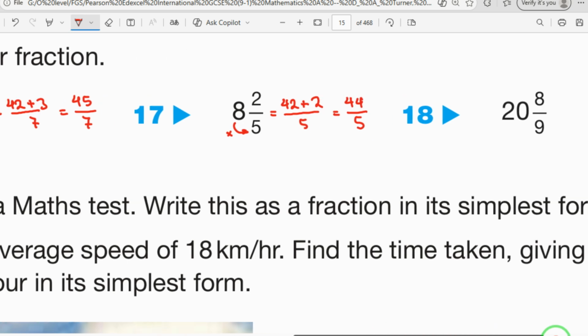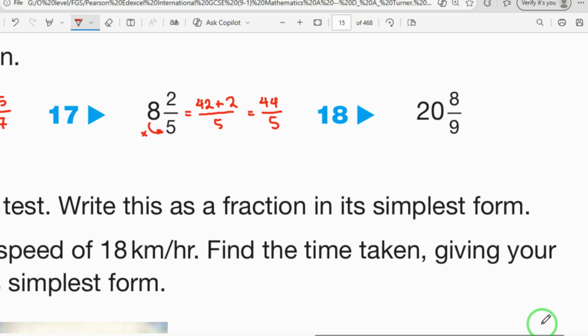And we come to question number 18. In question number 18, we multiply 20 by 9. 20 multiplied by 9 is 180, then we add 8 over 9. Then it is equal to 188 over 9. This is the final answer of question number 18.